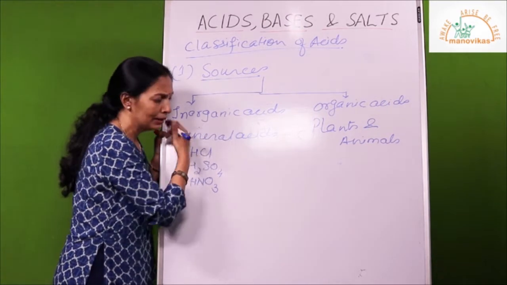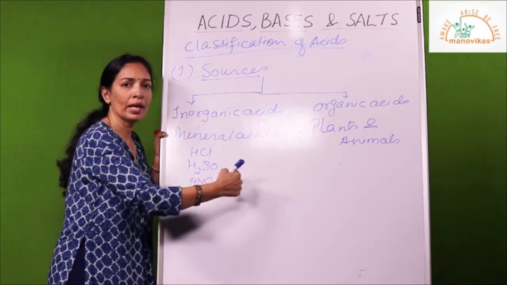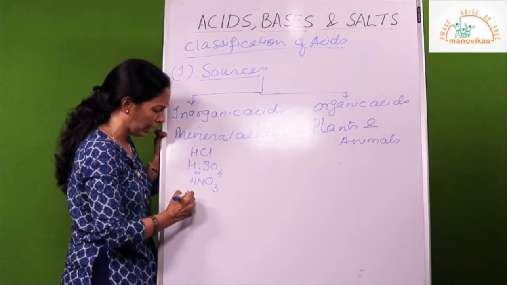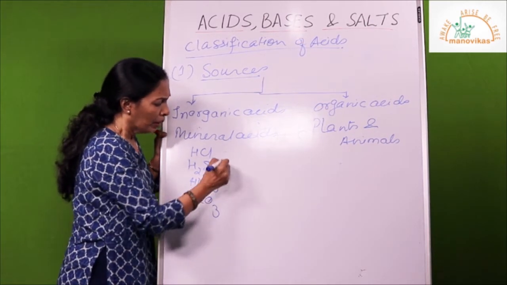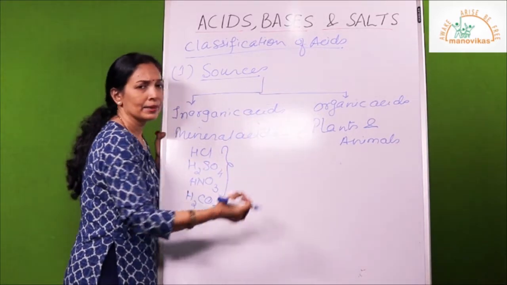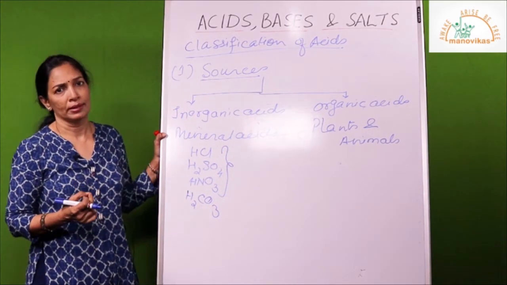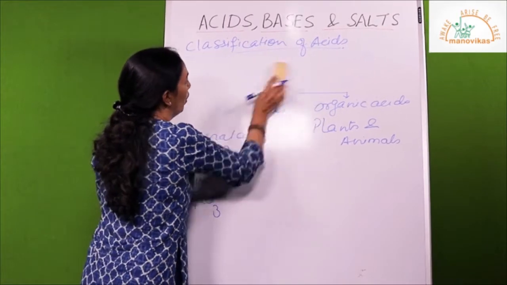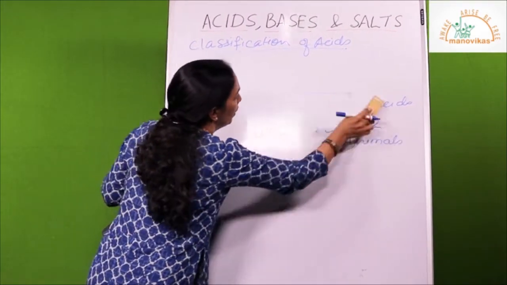Basically mineral acids or inorganic acids are strong acids, although there are some weak acids also like carbonic acid, but mostly they are very strong acids. Organic acids are generally weak acids. So this is the first classification. Now the second one, on the basis of basicity.